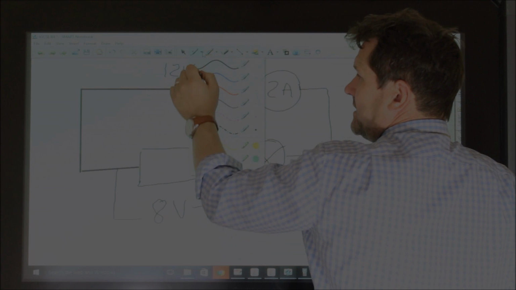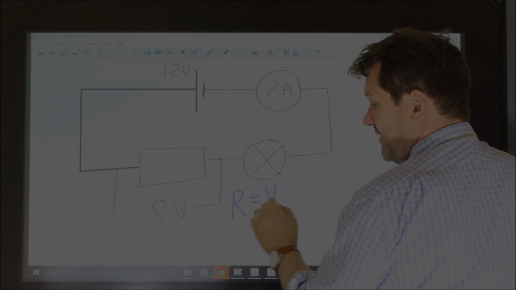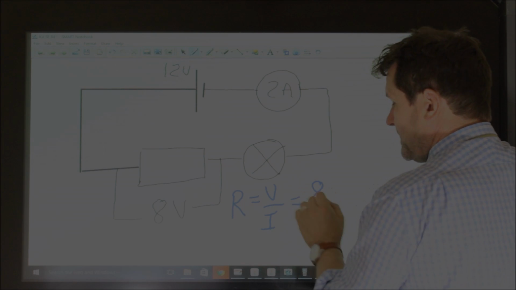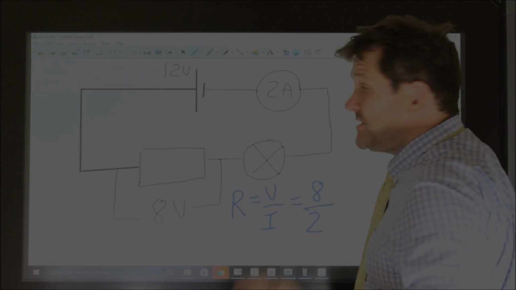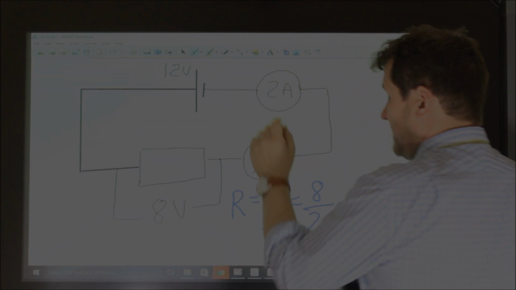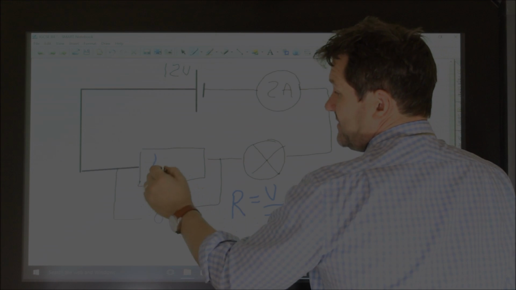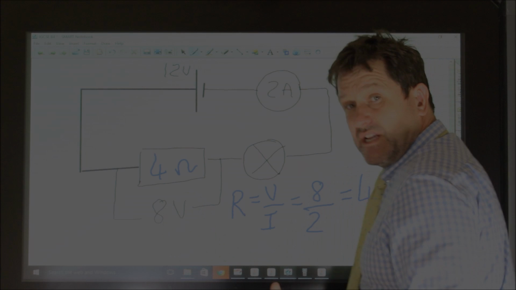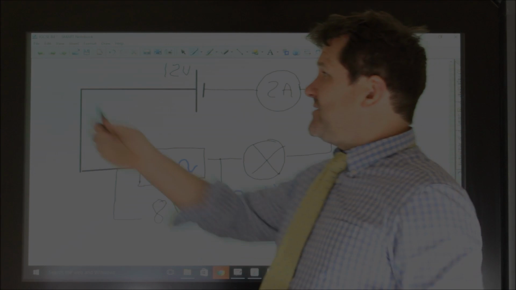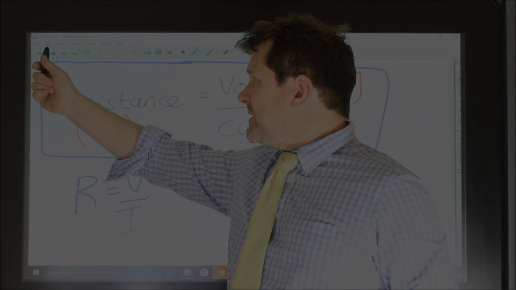So we could say, well, R equals V over I, which equals 8 divided by 2, because we know it's 2, because the same current is everywhere in a series circuit. So 8 divided by 2 is 4 ohms. So we know that is a 4 ohm resistor. Okay? So that's how you might use R is V over I. Okay, that's a very, very important equation.